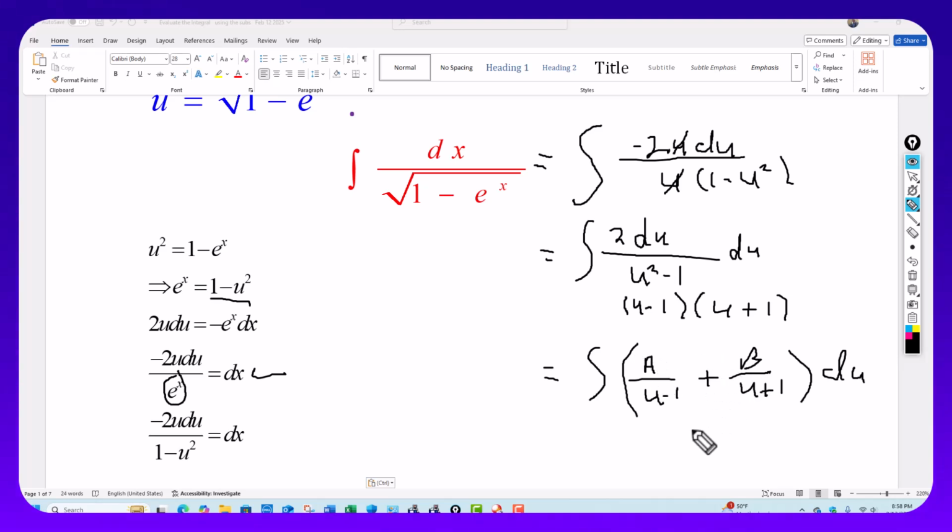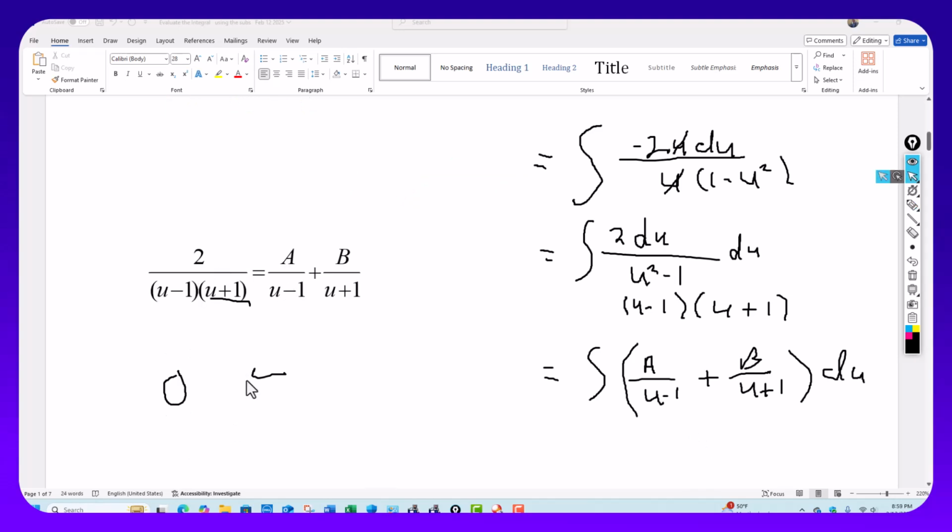But that's your setup. So here we have it. Now I could multiply both sides and get 2 multiplied by the LCD, the u minus 1, u plus 1 would cancel. I'd get 2 equal to a multiplied by u plus 1 and b multiplied by u minus 1. Get a system of equations, because that's an identity. Or I could use the cover-up method. That works nicely when you have linear factors, first-degree factors.